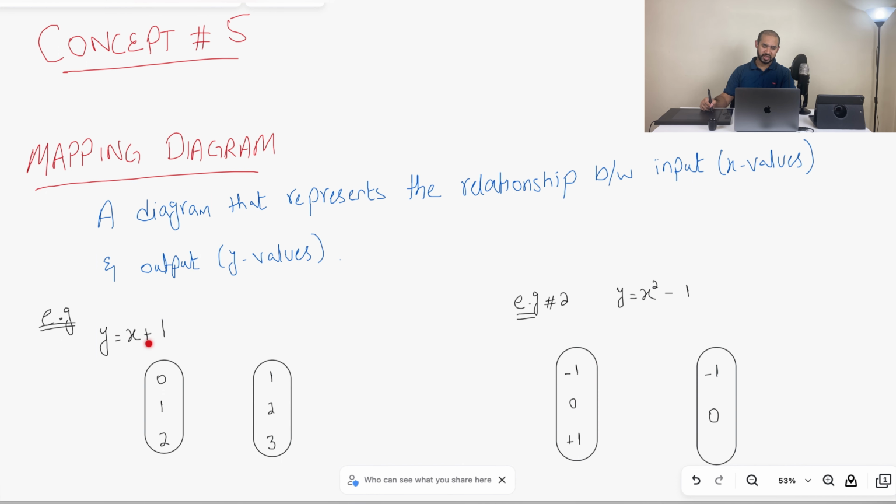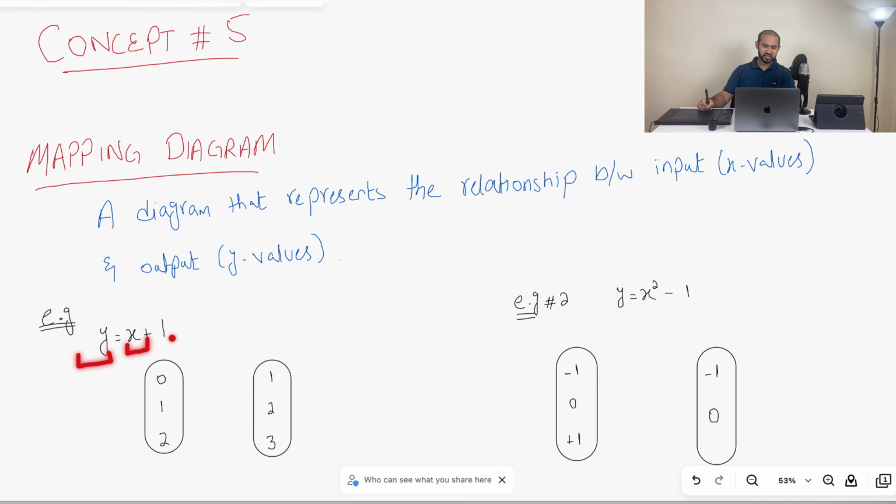So I've taken the example of the equation y equals x plus 1, and as I said in my last video, all the equations are basically relations. So this is exhibiting some sort of relationship, but we have no idea which one it is. Let's have a look at it via mapping diagram. In the mapping diagram, the inputs are always the x values and the outputs are always the y values.